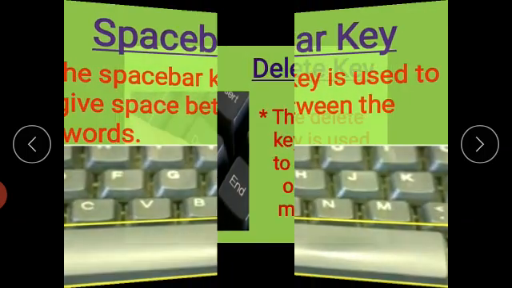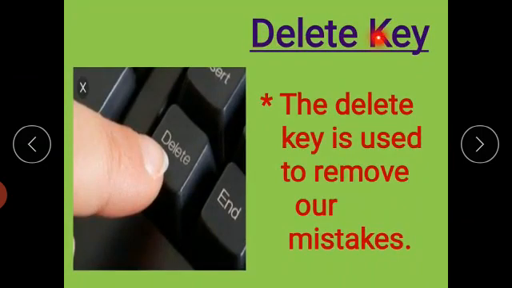Now come on to the next key. That is the delete key. The delete key is used to remove our mistakes. Look here. Delete is already written over there. One key is there where delete is already written, so it is the delete key. So children, pressing this key erases any typed text on the right side of the cursor. Listen, children, very carefully. Pressing this key only erases any typed text on the right side of the cursor.